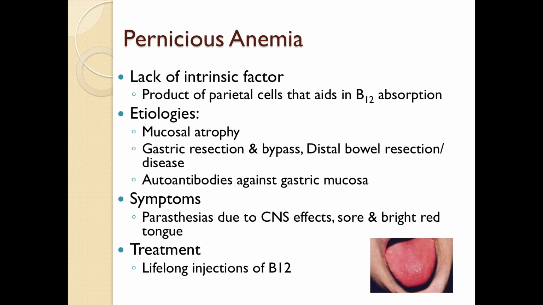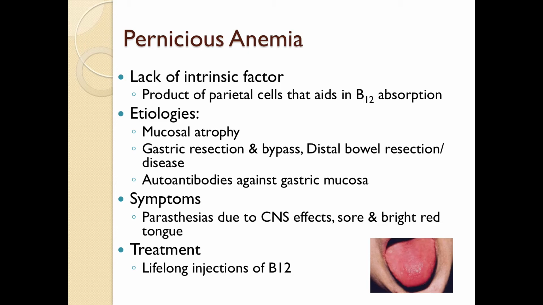Pernicious anemia is low B12, but remember it's caused by physical damage to the gastric lining. So the stomach is actually damaged. And intrinsic factor is a product of parietal cells, and parietal cells make intrinsic factor. And when they're damaged, intrinsic factor can't bind B12, so therefore B12 can't enter the circulation in absorption.